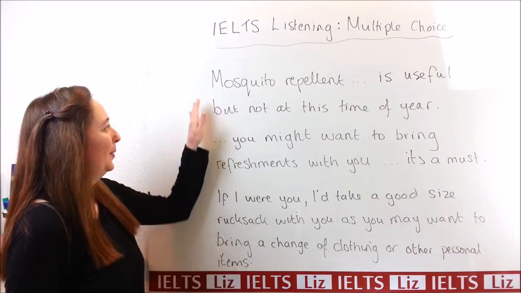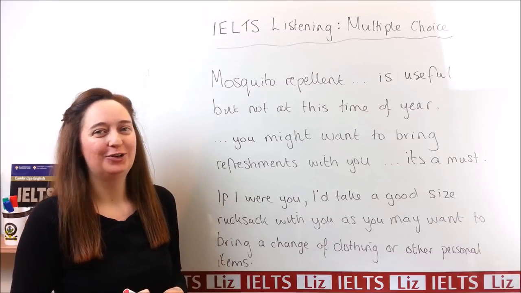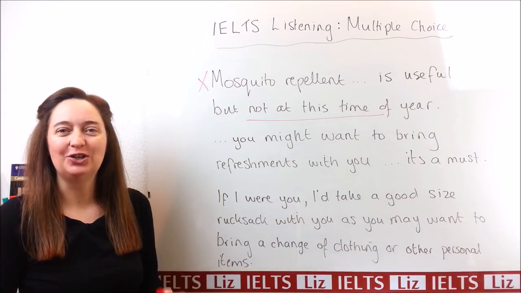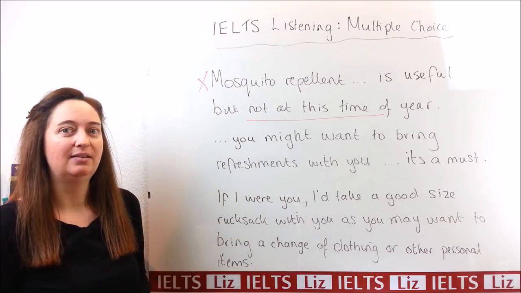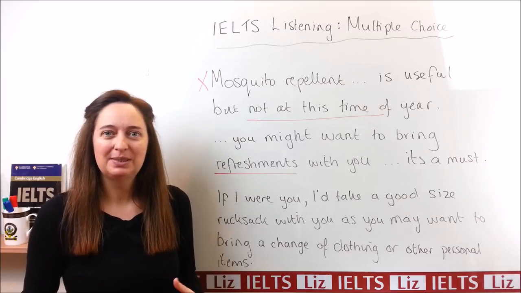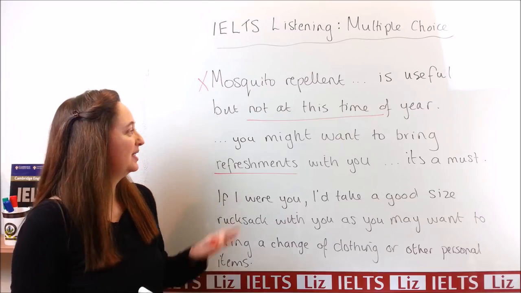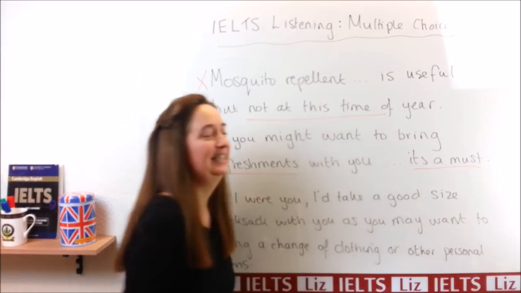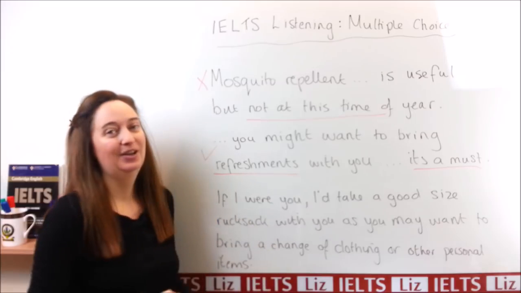The next one. Mosquito repellent, that was on our list, is useful, but not at this time of year. So that means mosquito repellent is not our answer. The next one. You might want to bring refreshments with you. Now, the word refreshments, what does it mean? Well, refreshments means food or drink, and that was one of our answers. So it says you might want to bring food and drink with you. It's a must. And that means you really should take it with you. So food and drink is one of our answers.